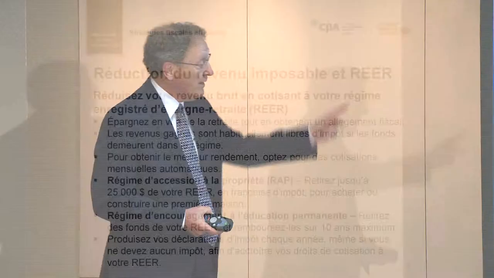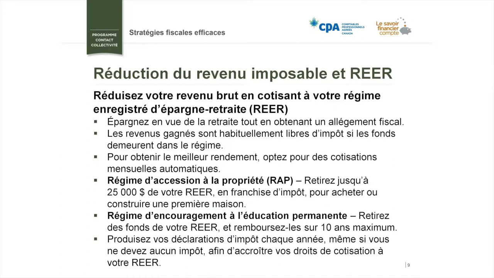The comment about having your employer make automatic monthly contributions for you is just the idea that it's planning, it's making sure that you put money aside. Because often what we'll do is if we wait till the end of the year, we'll have spent it. The earlier you put your money in an RRSP, the more you have the time value of money working for your benefit.